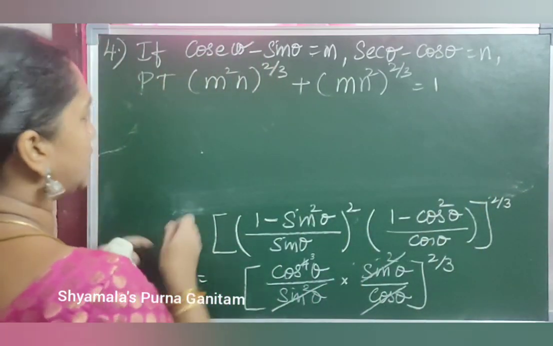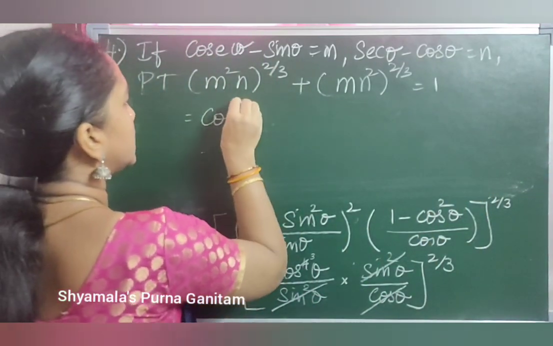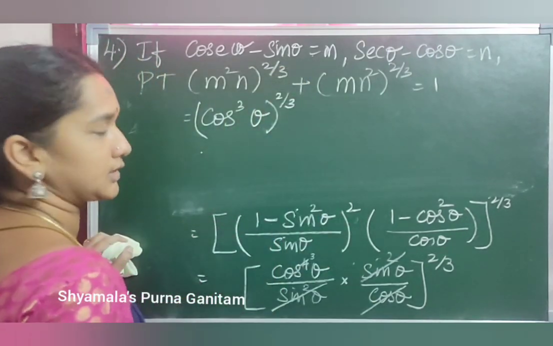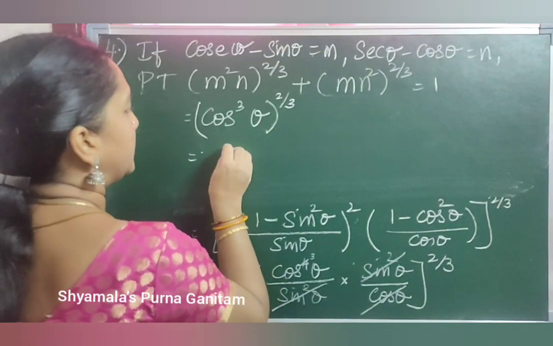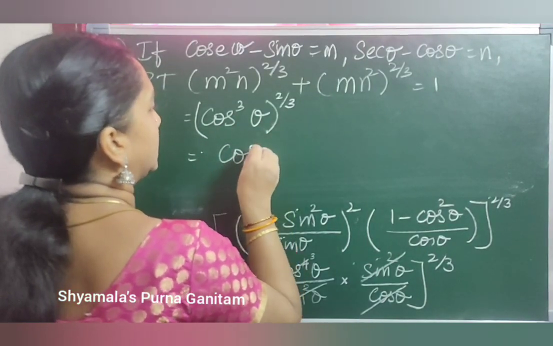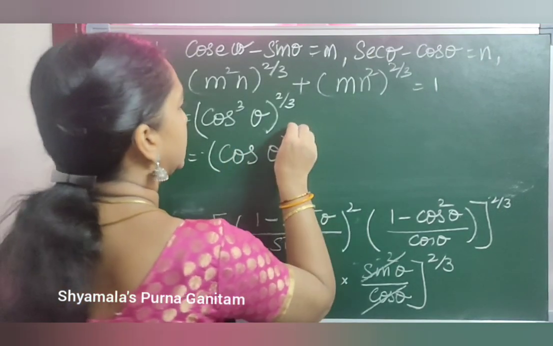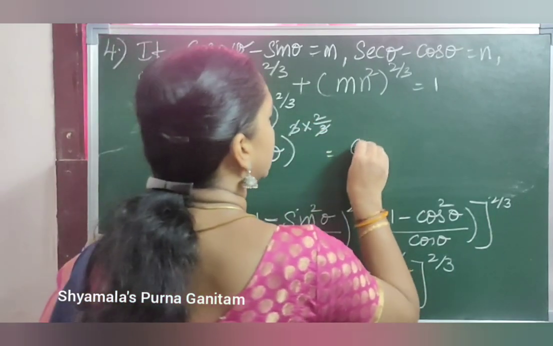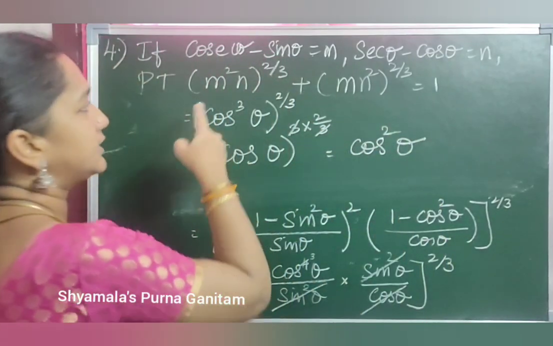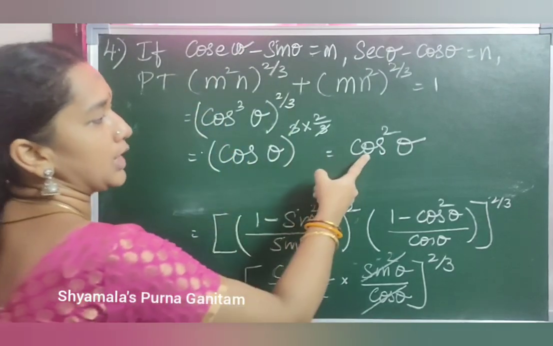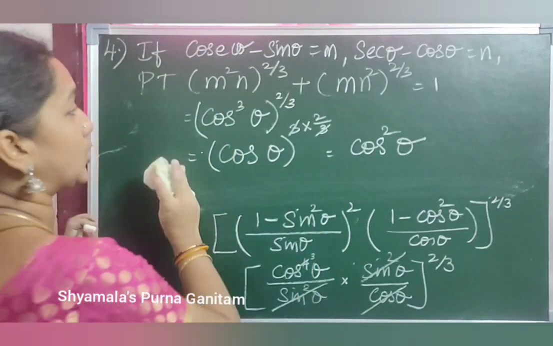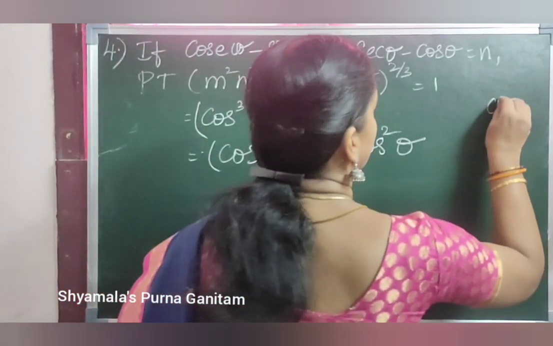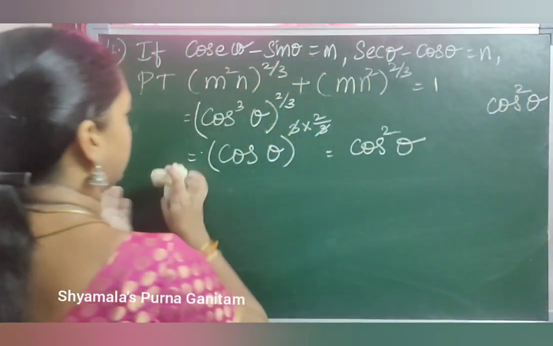So I will get cos cube theta whole power 2 by 3. So this one will be cos theta whole power 3 into 2 by 3. So this 3 will get cancelled. We get cos squared theta. This is only for this part. So for one part we got the answer as cos squared theta. So I will write that here. Cos squared theta is the answer for that part.